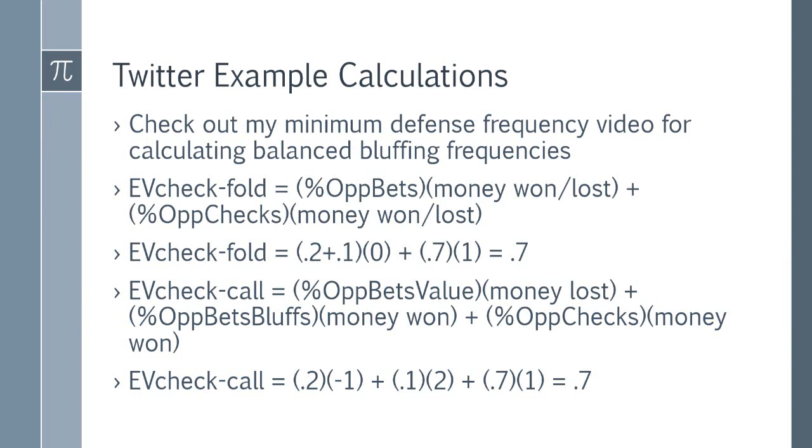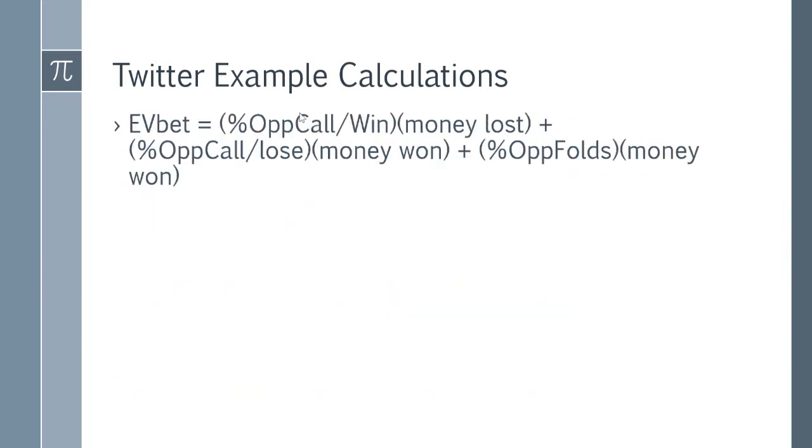Okay, so next we've learned that both are exactly the same, check-call or check-fold. So now we only need to compare the third option, which is just to value bet ourselves. So here we're going to have the percent of the time the opponent calls and he wins. So in that case, we're going to lose money. The percent of the time the opponent calls and loses, so we're going to win money when he calls and loses. And the percent of the time our opponent folds, we're going to win money because we get to scoop up the pot when the opponent folds.